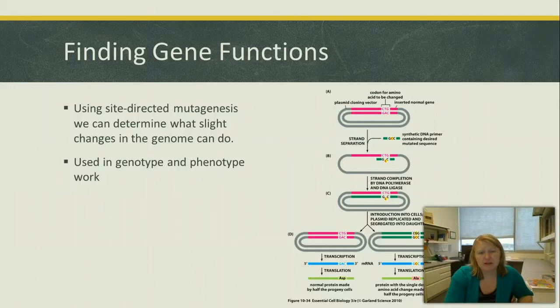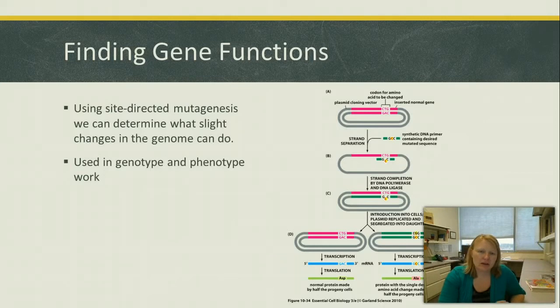Now, if we want to find out gene functions beyond regulation and modifying the gene, we can do this through direct site-directed mutagenesis. So I can go in, if I know what my gene sequence is, go in and change one base. And if I change that one base, I can see how that affects the entire gene. Now, we use this a lot in genotypic and phenotypic work.